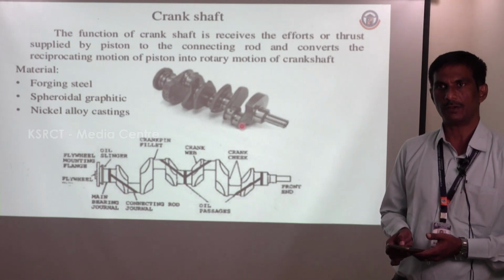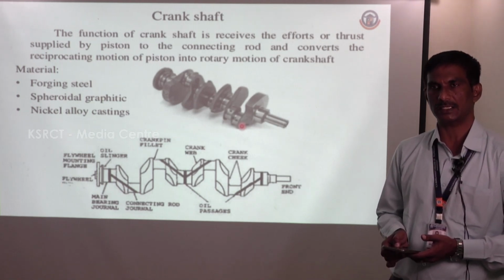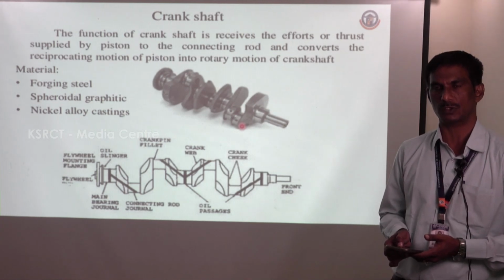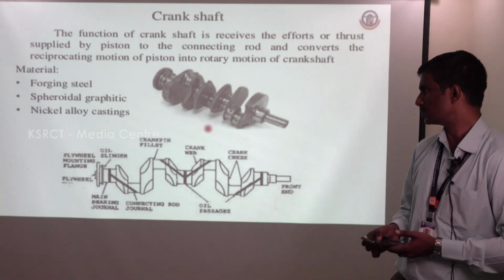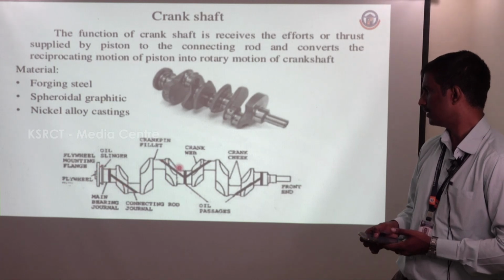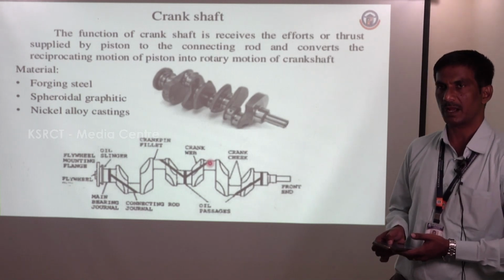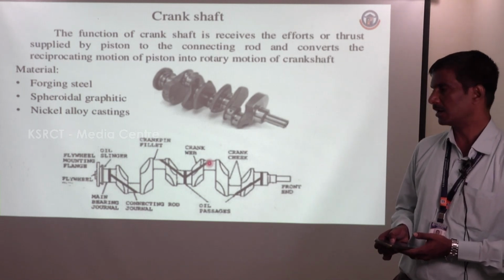If you have rotary motion, the wear can be reduced by placing a bearing, and the oil is used for cooling and also for reducing the wear between the two components. Here there are also oil holes. Through these oil holes, pressurized oil is supplied in order to reduce the wear and also dissipate the heat from the crankshaft.